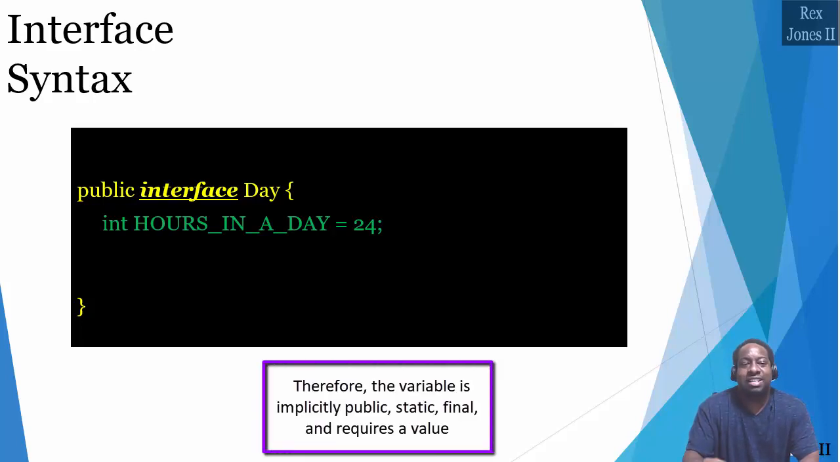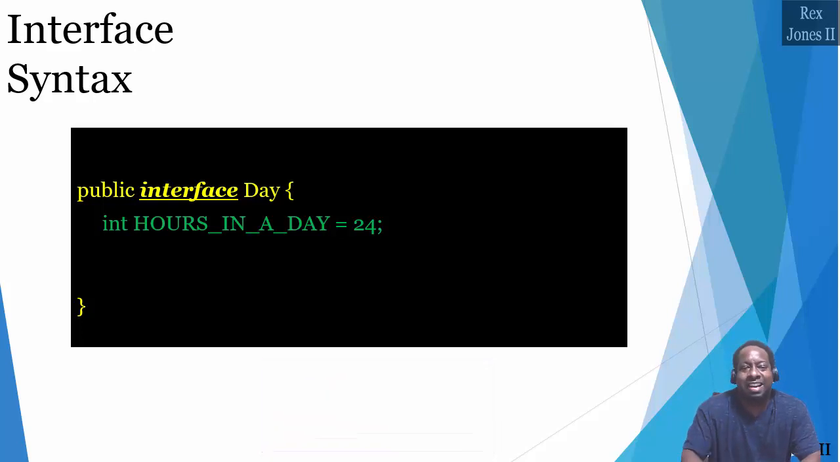Therefore, the variable is implicitly public, static, final, and requires a value. In this example, I did not include those three keywords, public, static, or final. However, Java will still treat int hours in a day equal to 24 as a constant because interfaces are contracts that cannot hold state. That means not allowed to change its behavior. So we should not add a variable if the value is going to change.